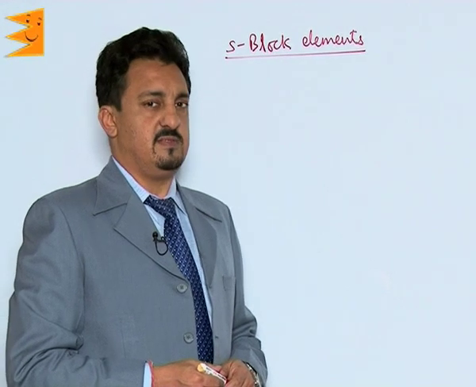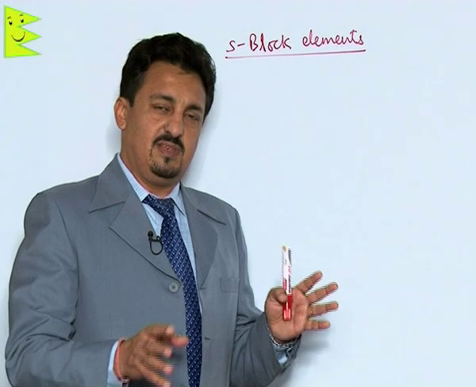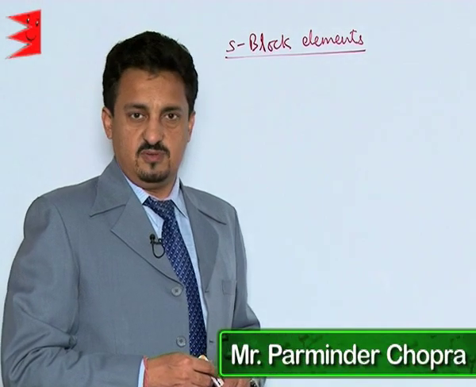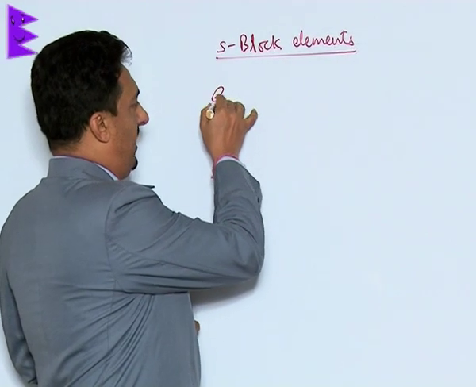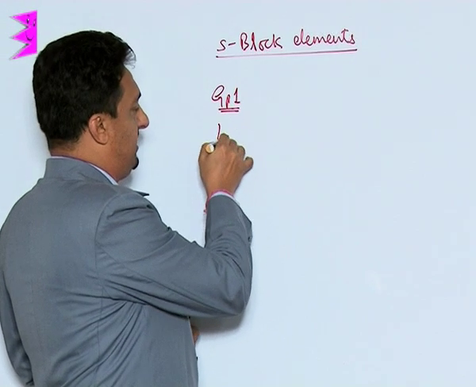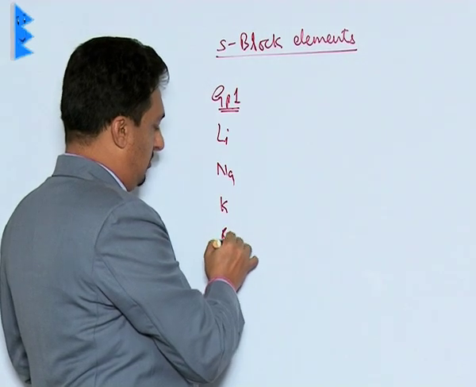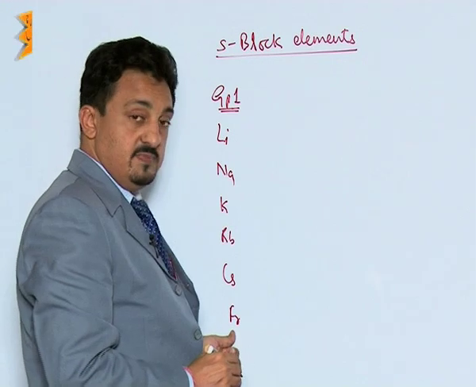S block elements. We all know S block is basically in the periodic table lies on the extreme left hand side, and it consists of two groups. Let me introduce these two groups to you. Group 1 of the block has lithium, sodium, potassium, rubidium, cesium and francium.